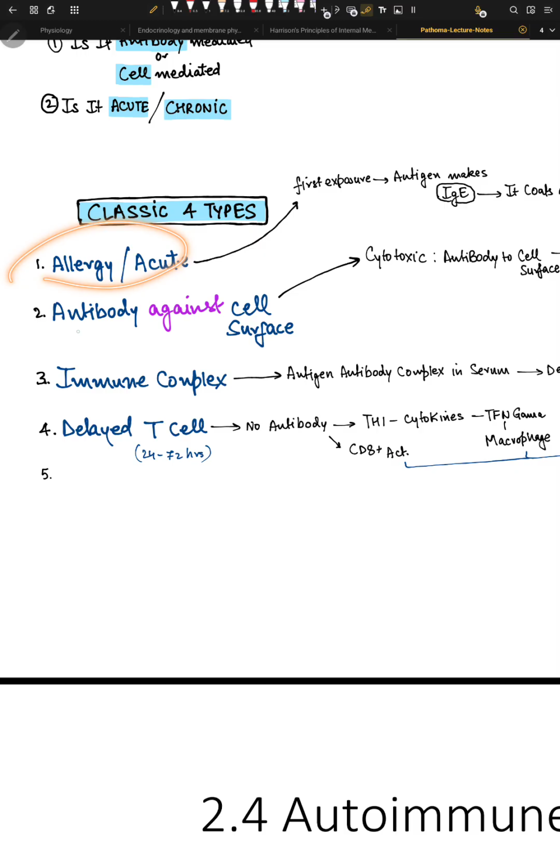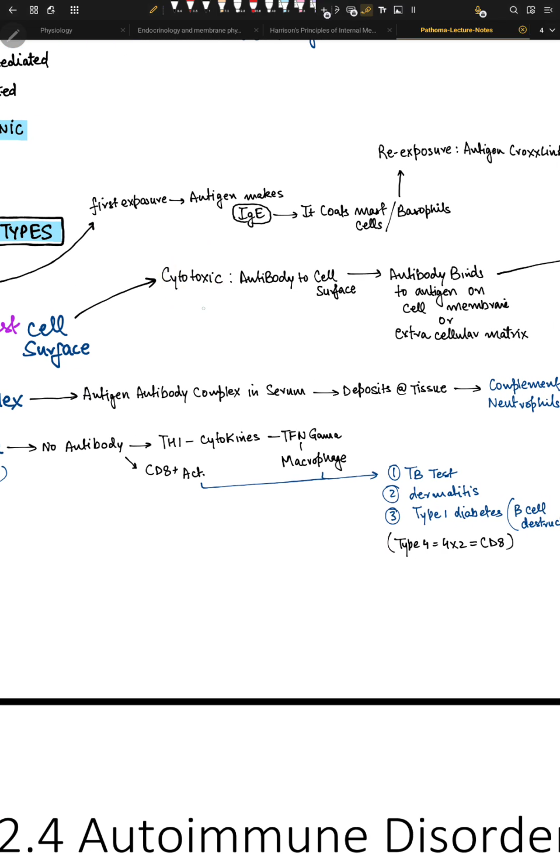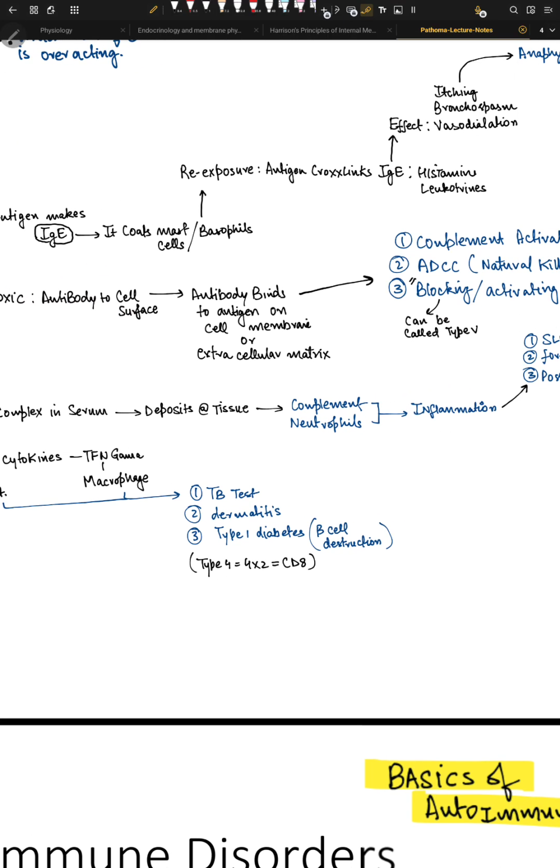So this is allergy. The other thing is antibody against cell surface. Whose cell surface? Our own cell surface. Antibodies against our own cell surface. So it's cytotoxic, it's toxic to our own cells. So antibody to the cell surface. What happens is that the antibody binds to the antigen, and this is an antigen, antibodies bind to it on the cell membrane or the extracellular matrix. Cell membrane of what? Cell membrane of our cells.